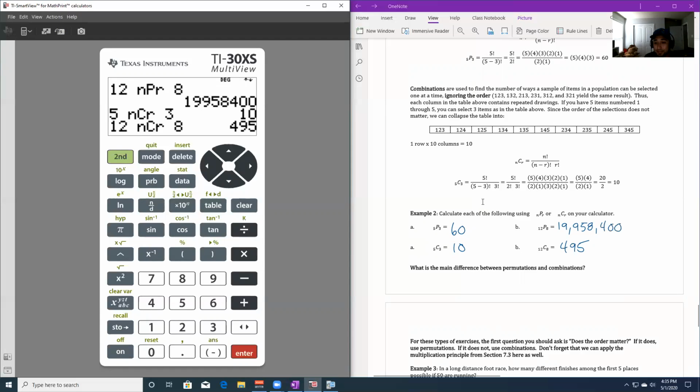And what is the main difference between permutations and combinations? The main difference is the word order. Permutations deal with order, combinations don't care about order. So that is the main difference, is order.